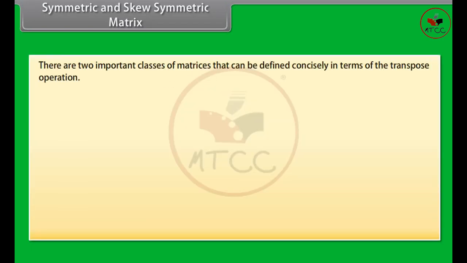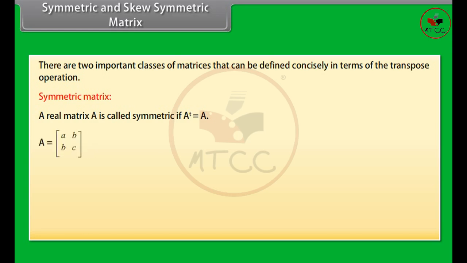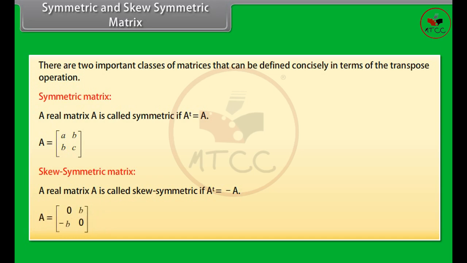Symmetric and skew-symmetric matrix. There are two important classes of matrices that can be defined concisely in terms of the transpose operation. Symmetric matrix. A real matrix A is called symmetric if the transpose of matrix A is equal to matrix A. Here, A is a general 2 by 2 symmetric matrix. Skew-symmetric matrix. A real matrix A is called skew-symmetric if the transpose of matrix A is equal to minus matrix A. Here, A is a general 2 by 2 skew-symmetric matrix.